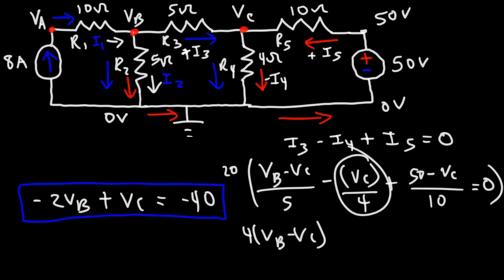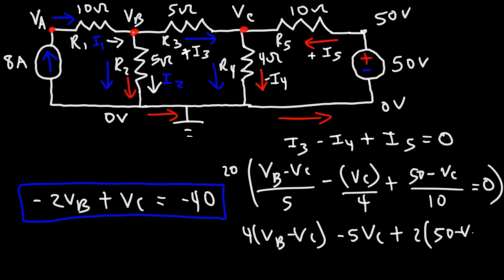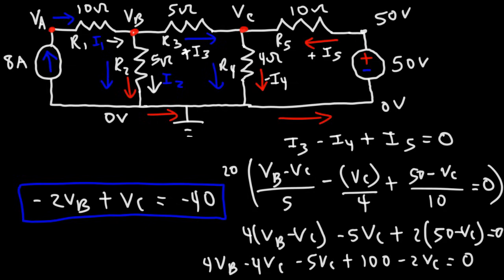Now let's multiply this by 20. 20 divided by 4 is 5. So this is going to be minus 5 VC. And then 20 divided by 10 is 2. So we're going to have plus 2 times 50 minus VC, and that's equal to 0. Now let's distribute the 4. So we're going to have 4 VB minus 4 VC minus 5 VC. And then 2 times 50 minus VC, that's going to be 2 times 50, which is 100. And then minus 2 VC, and that's equal to 0.